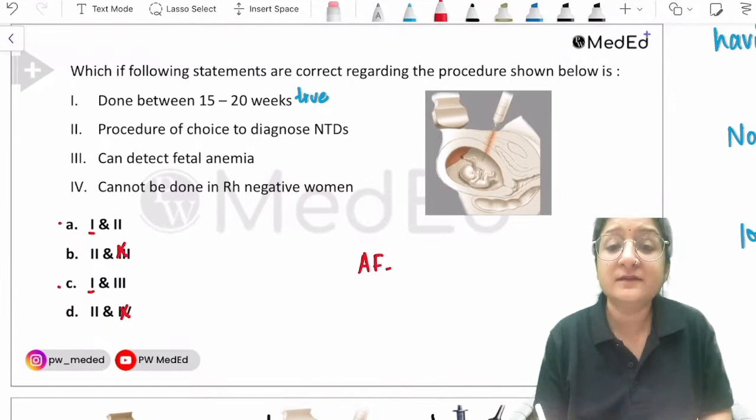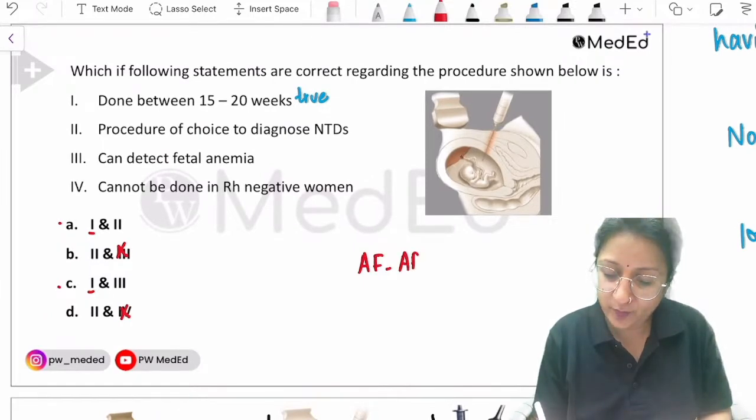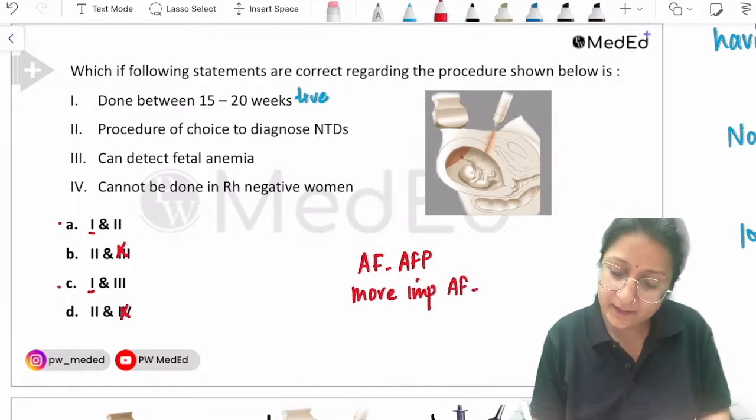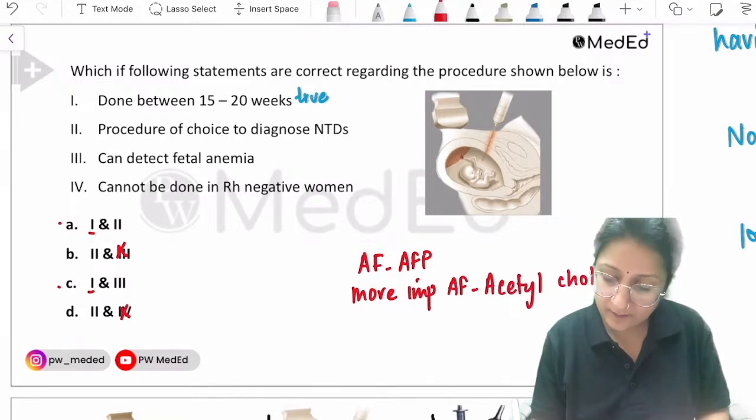Amniotic fluid alpha fetoprotein levels, more importantly, amniotic fluid acetylcholinesterase levels.